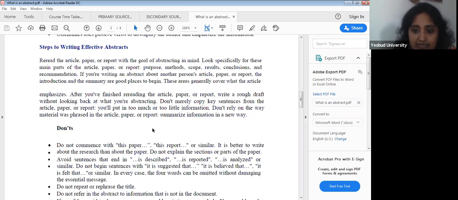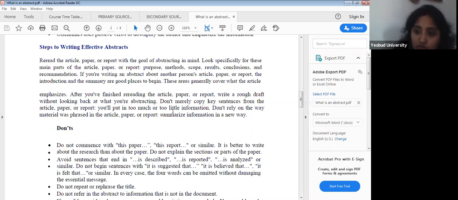Next point is, don't merely copy the key sentences from the article, paper, or report. Don't copy. You have to write down your own, otherwise you will put in too much or too little information. Don't rely on the way material was phrased in the article, paper, or report, and summarize the information in a new way. So these are the kind of points which we should include in writing our abstract.